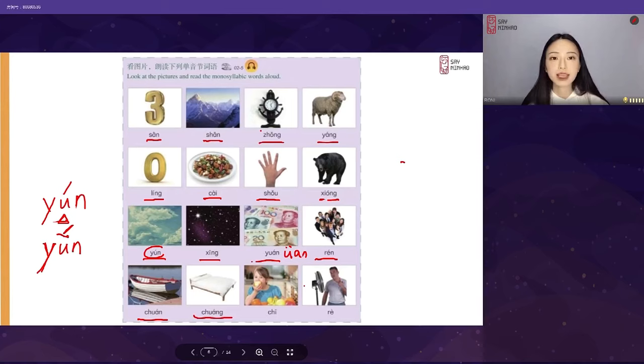So we can see if we cannot pronounce n and ng, then we will be confused. So chuan is the boat, chuang is the bed. The initial is ch and the final is uang, and the tone is second tone. So chuang, bed. Next one is chi.